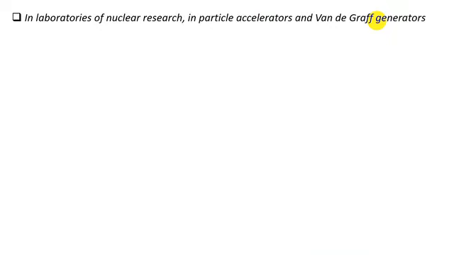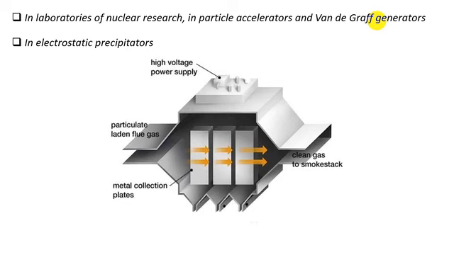Another application is that high voltage is also used in laboratories of nuclear research in particle accelerators and Van de Graaff generators to produce a very high DC voltage. Also, high voltage is used in electrostatic precipitators. An electrostatic precipitator is a type of filter or filtration system that uses static electricity to remove soot and ash from exhaust fumes before they exit the smokestacks. This is one common air pollution device.